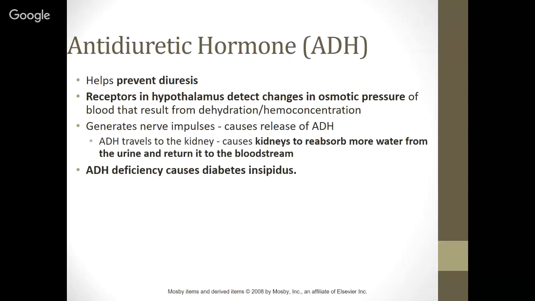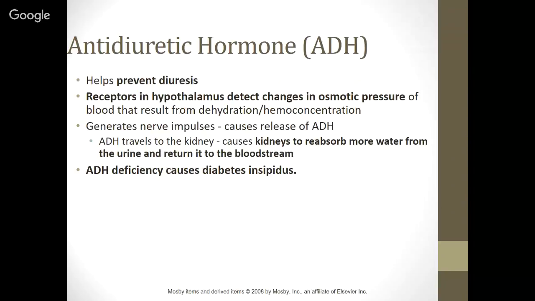Antidiuretic hormone helps prevent diuresis. It's anti-diuretic. What is diuresis? It's the removal of water from the body. So antidiuresis would be to retain water in the body. Receptors in the hypothalamus detect changes in osmotic pressure of the blood that result from dehydration or hemoconcentration. It generates nerve impulses, which cause the release of ADH.